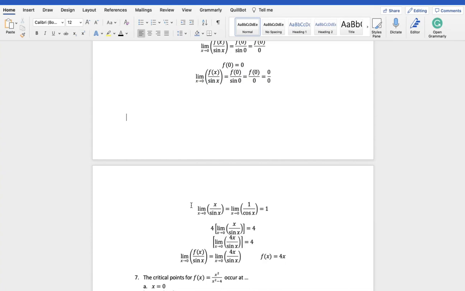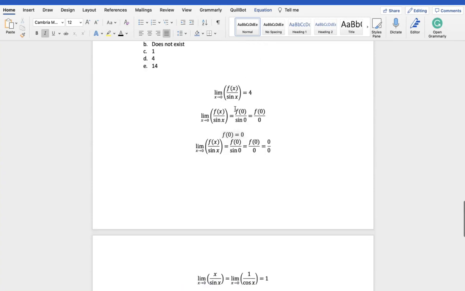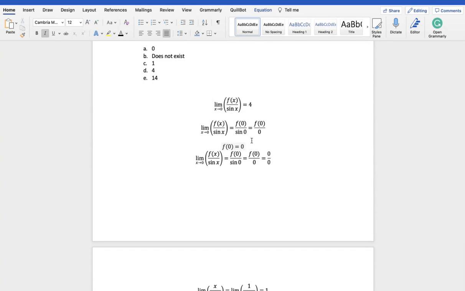So let's just say that we used the rule that she mentioned. We get f of x equal to 4x, right? But if you go back to the original way we were looking at it, we assumed that f of 0 is equal to 0, such that we would have 0 over 0 to apply L'Hopital's rule. Okay?